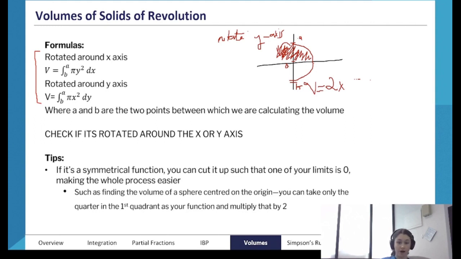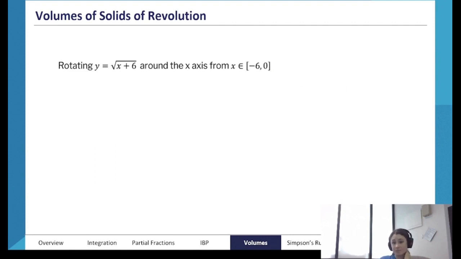And then when you're actually calculating your volume, you need to make sure that you include multiplied by 2, because of course these two areas are going to be the same. Sorry, these two volumes are going to be the same, so you just need to multiply by 2. Okay, now let's get on to an example.